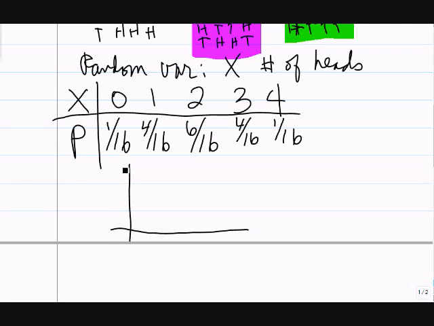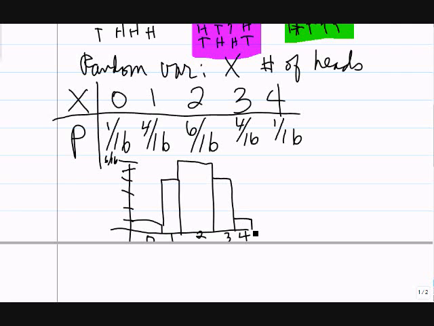I think I'll label the left side of this graph. I'm going to label it in 16ths. So that's 1, 2, 3, 4, 5, 6 16ths. And then my horizontal axis, I'll go 0, 1, 2, 3, 4. For 0, it was 1 16th; for 1, 4 16ths; for 2, 6 16ths; for 3, 4 16ths; for 4, 1 16th.